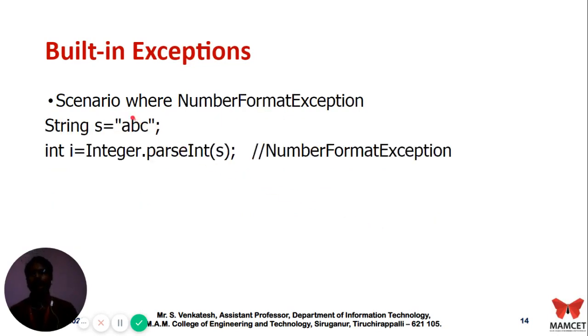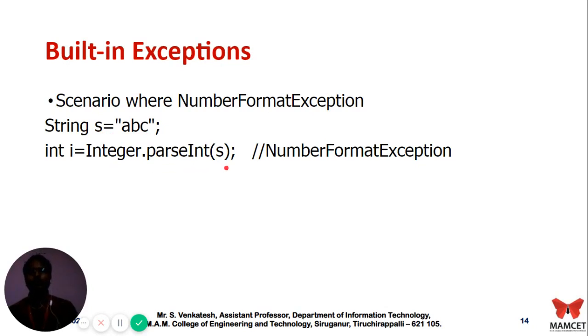Next one is number format exception. Here s equal to "abc". s is a string variable. You are giving a string data type, and within double quotes you have abc. So the string abc is assigned to the string variable s. Then you are doing i equal to Integer.parseInt(s).